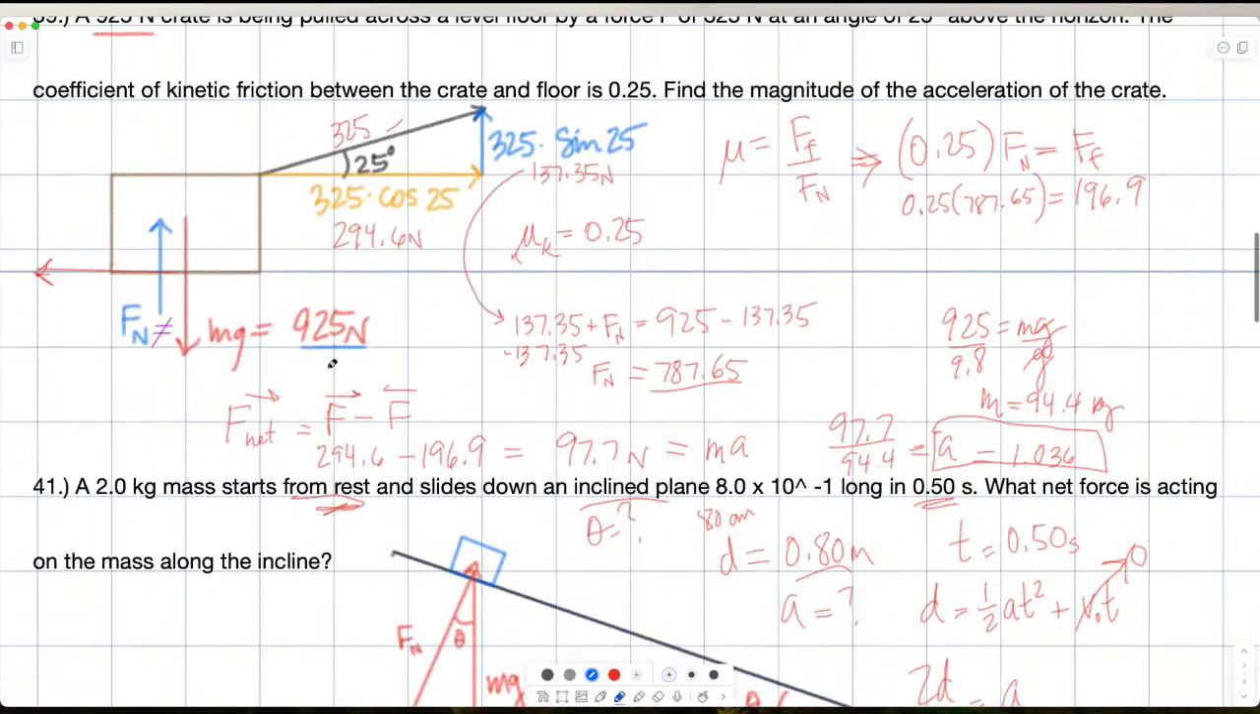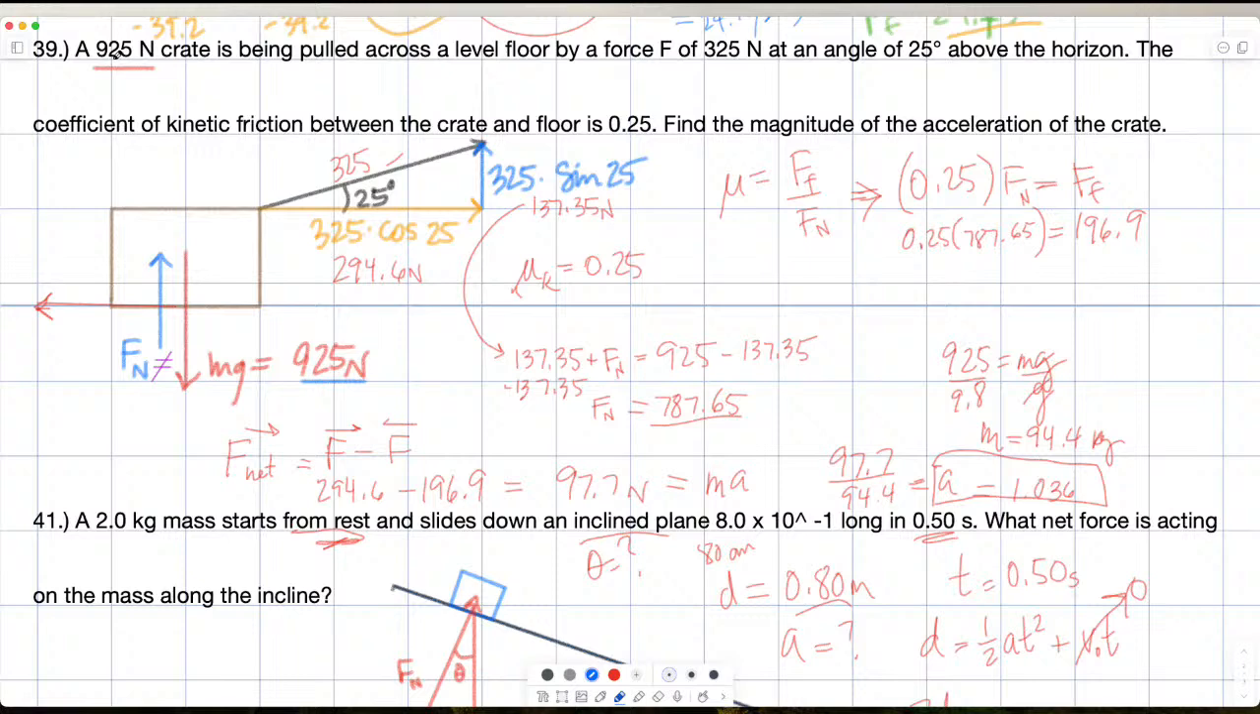Number 39, a 925 newton crate. That's mg, by the way. That right there is just mg equals 925.